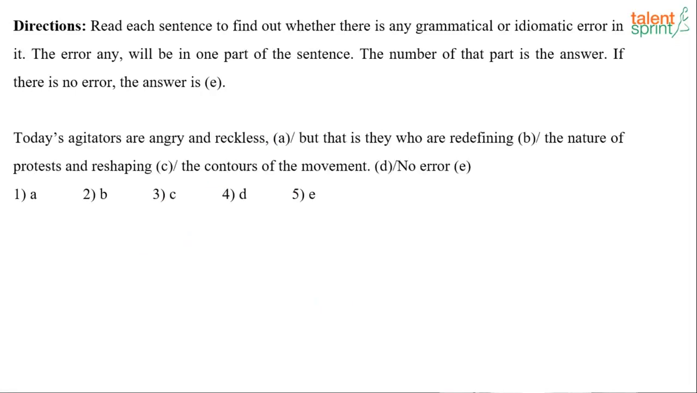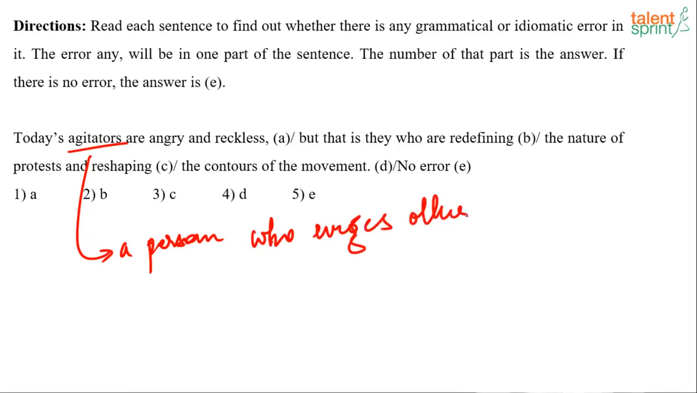Moving on to the next question. "Today's agitators." Who is an agitator? An agitator is a person who urges others to protest or rebel. Alright, that's an agitator. Someone who urges people to protest or rebel is an agitator. Accustomed to is right. Yes, accustomed to is right. I have gotten accustomed to the culture in the south. That means used to, familiar with.